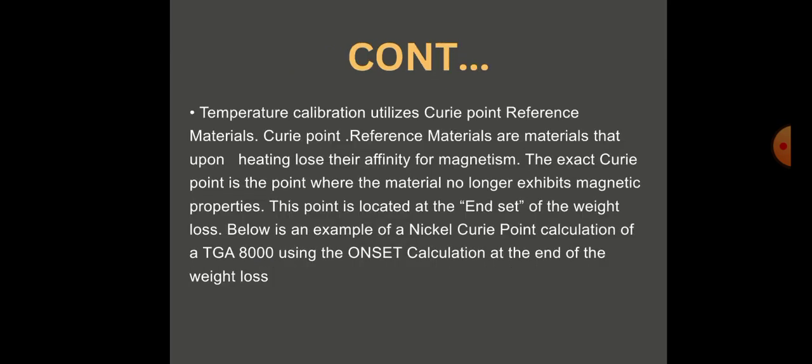Temperature calibration utilizes Curie point reference material. Curie point reference materials are materials that upon heating lose their affinity for magnetism. The exact Curie point is a point where the material no longer exhibits magnetic properties. This point is located at the end set of the weight loss. Below is an example of a nickel Curie point calculation on a TGA 8000 using the onset calculation at the end of the weight loss.